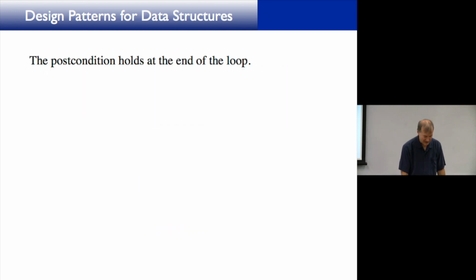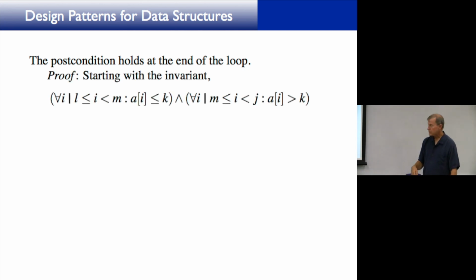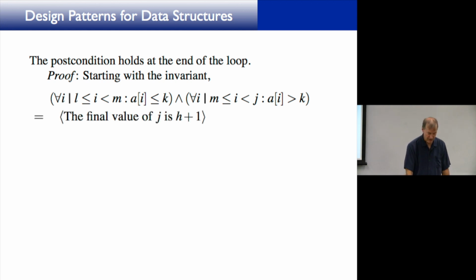And now we can do the last one, the postcondition holds at the end of the loop. And this one's pretty straightforward. Starting with the invariant, so there's the invariant again. And then what happens at the end of the loop? We just note that j keeps going up and up until it's one greater than high. Good point. So the final value of j is h plus 1.